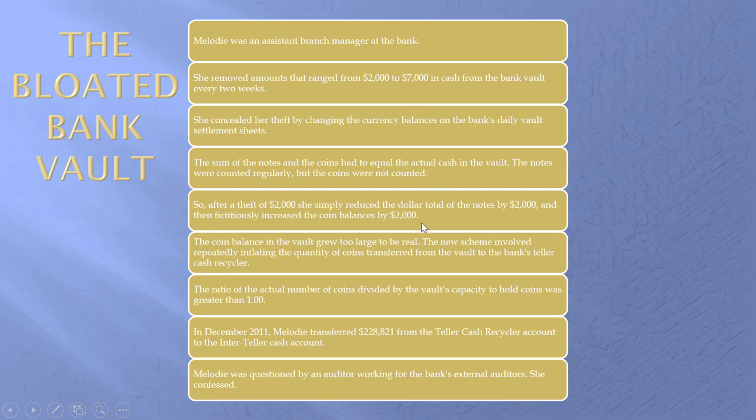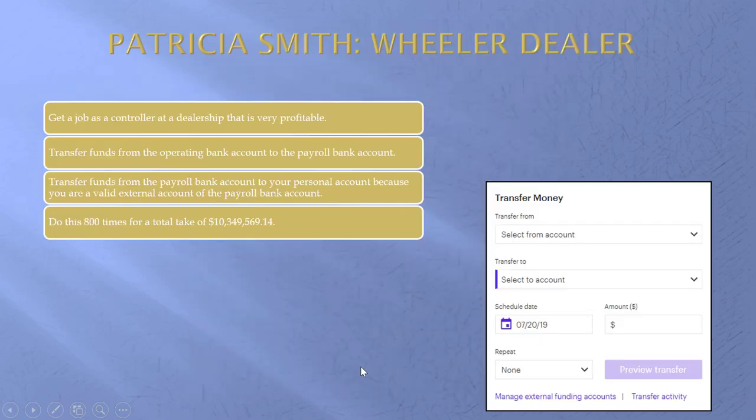So this is how it would work. She would remove, say, $2,000 worth of notes. Then she would inflate the coin balance by 2,000, and nobody would be any the wiser. This started in 2008 and lasted for 2009, 2010, 2011, 3 years and more. And it was only in January of 2012 that an auditor asked the right question, and that was the end of her scheme.